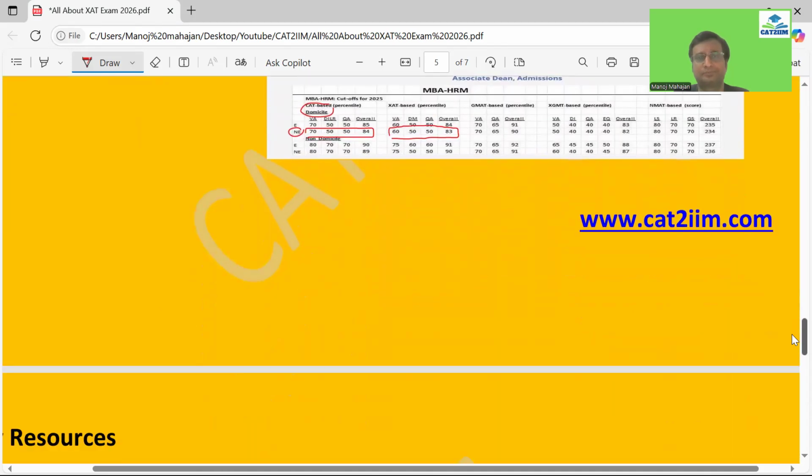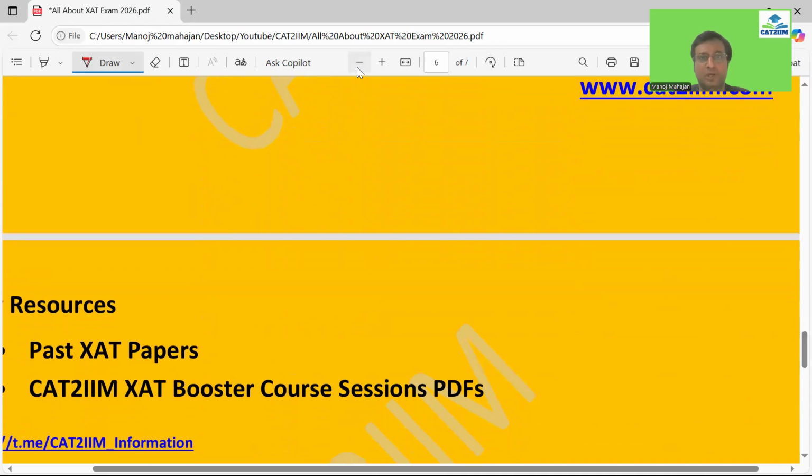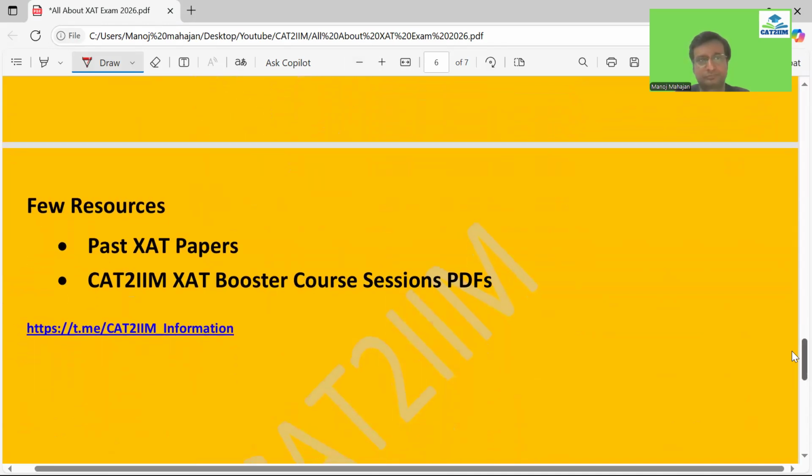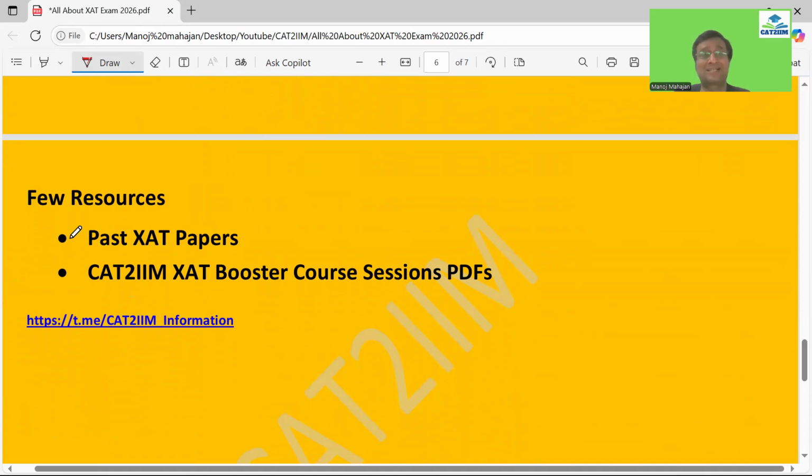Let's see some of the resources you can look forward to, to prepare yourself. Of course, the past XAT papers would be a good source. Do join the CAT2IM information group on Telegram. We come up with XAT booster course session PDFs on the information group. You can also join the booster course. If you're interested, you can call me at 9891565351. Do join the information group on Telegram of CAT2IM so that you don't miss out the free material which I'm going to provide on this group.